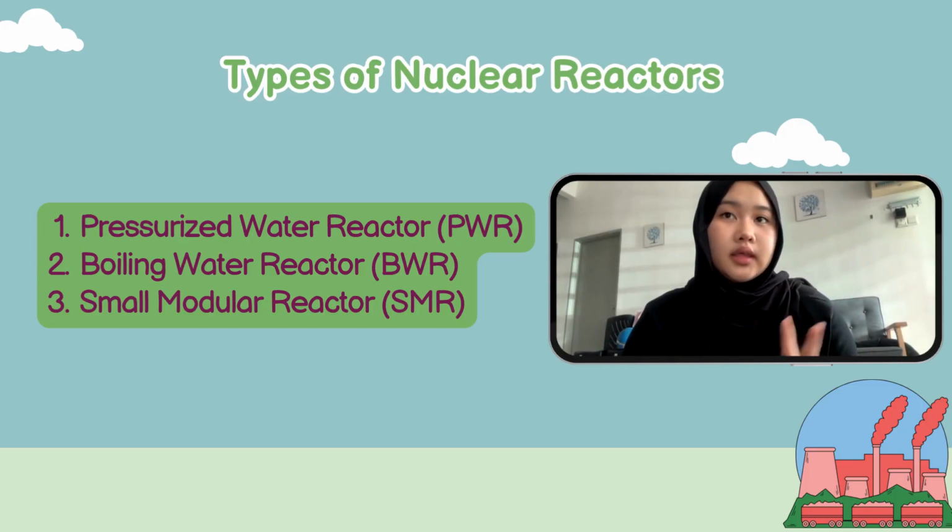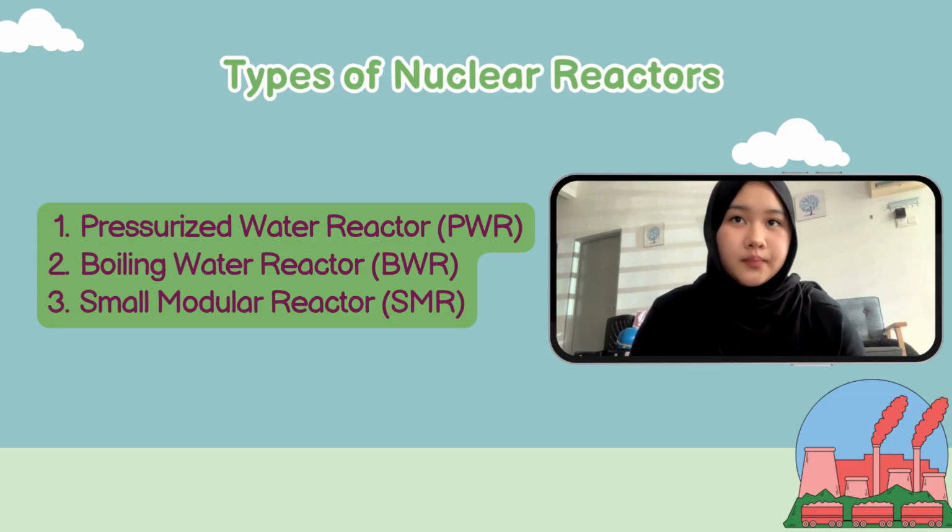The second type is the boiling water reactor, or BWR. In a BWR, water boils directly in the reactor core, and the steam goes straight to the turbine. This design is simpler but requires extra safety measures. The last type is the small modular reactor, or SMR. SMRs are smaller reactors with improved safety features. They are easier to build, stable, and suitable for smaller or remote areas.